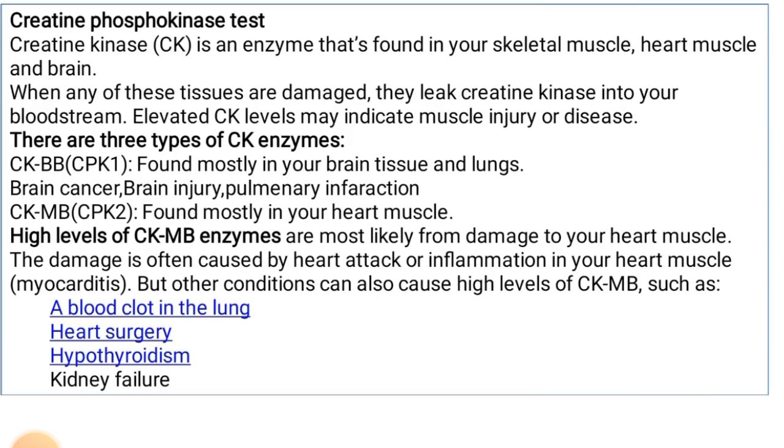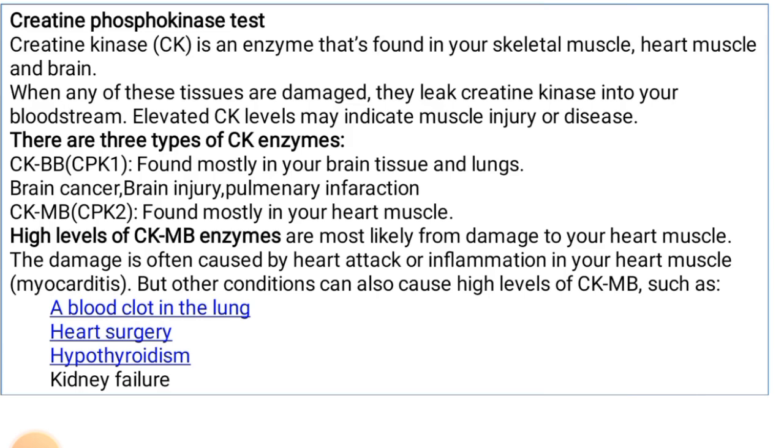So if CPK1 is present in a higher amount in the bloodstream, then it indicates a brain tissue injury or a lung injury. If we use this biomarker, CKBB, it may indicate a brain injury or a pulmonary infarction. So if we want to screen these conditions, we use CKBB or CPK1 as a biomarker.